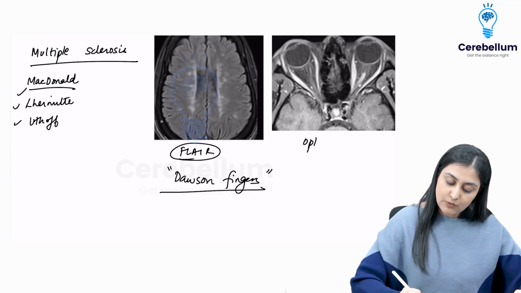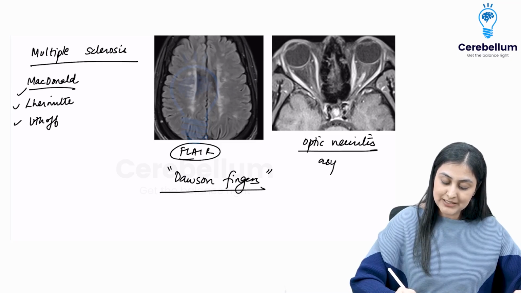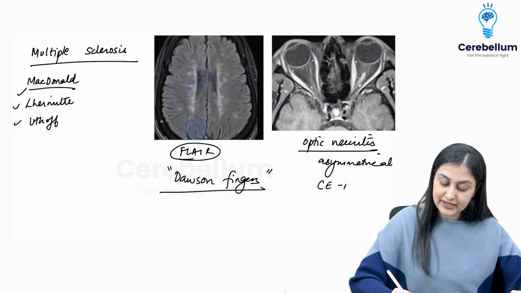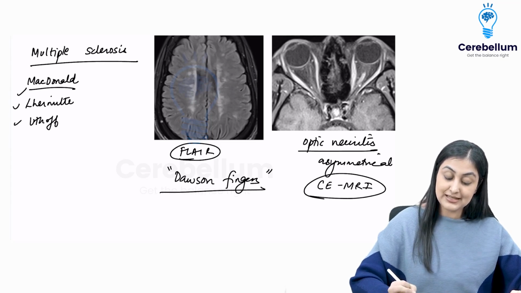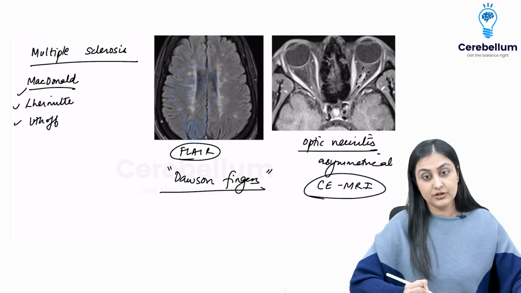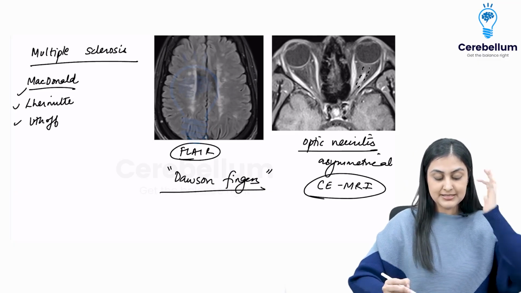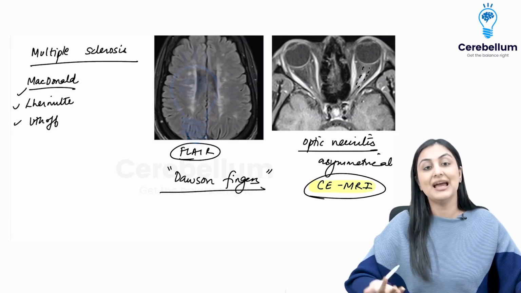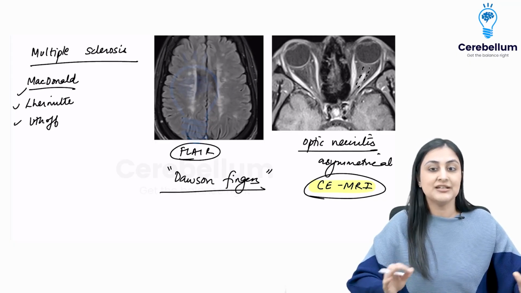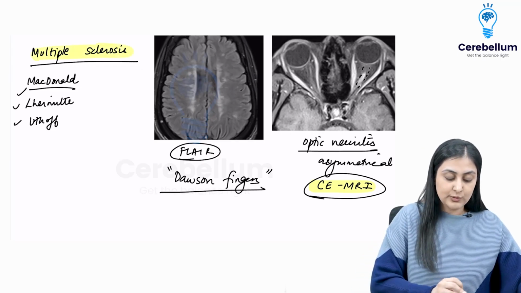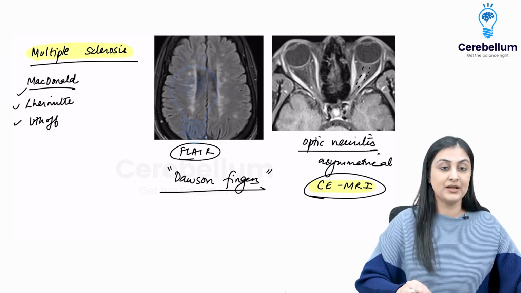Apart from that, you can also have optic neuritis in MS, and remember, optic neuritis in MS is usually asymmetrical. Yeah, and the investigation of choice to identify it is CE-MRI, contrast enhanced MRI, wherein you would see enhancement in the inflamed nerve. Okay, so overall, when asked investigation of choice for MS, it is always CE-MRI, because that also tells you about the activity. When the demyelinating lesions are active, they'll show inflammation and enhancement. Okay, so that is what you want to remember about MS in general.